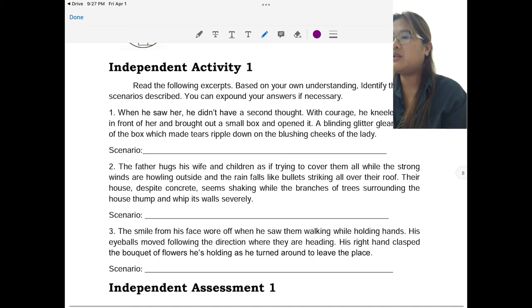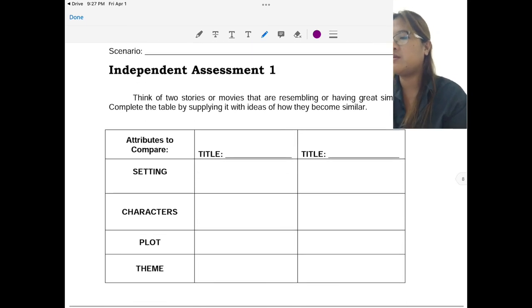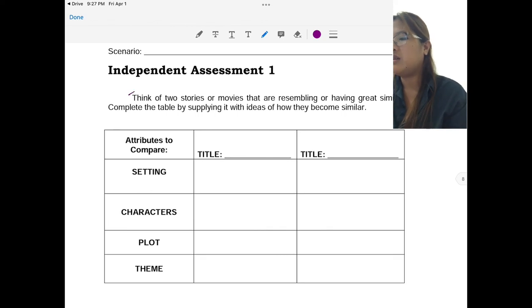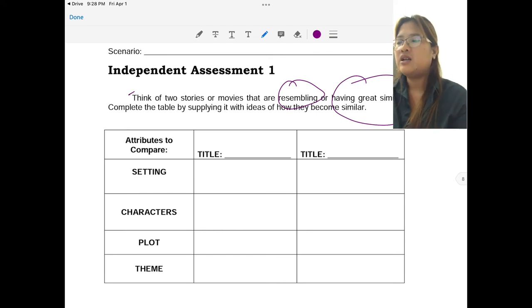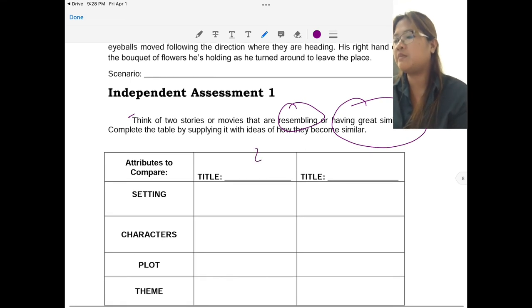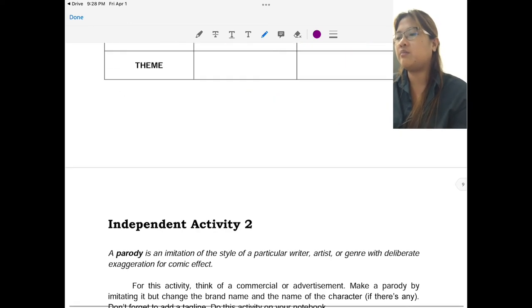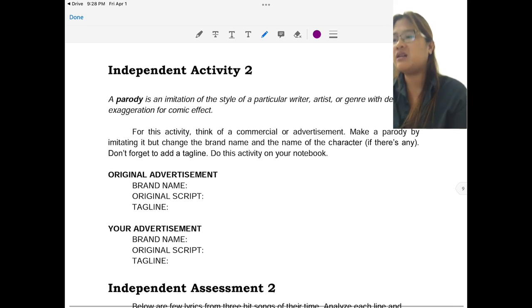So there, independent activities, okay, based on your own understanding, identify the scenarios. You can do that. Then think of two stories or movies that are resembling or have great similarities. Complete the table by supplying it with the ideas of how they are similar. So you would have to think of two different stories or two different movies that somewhat are alike.